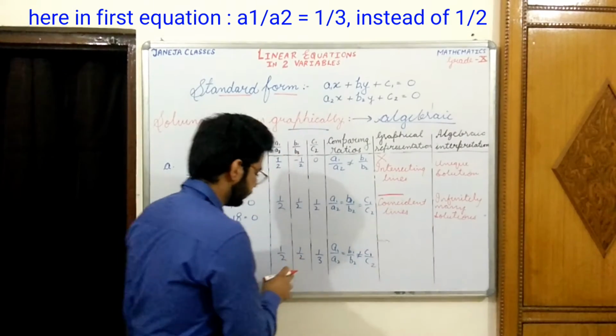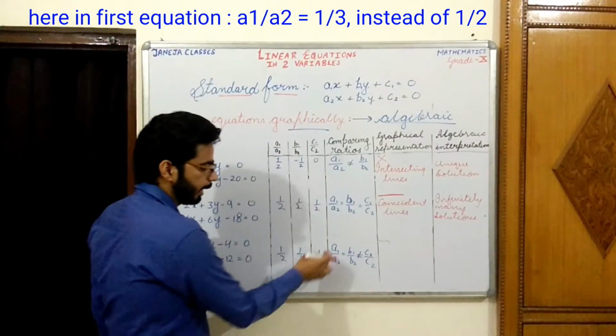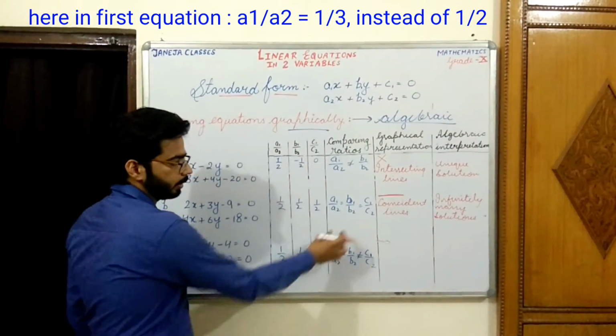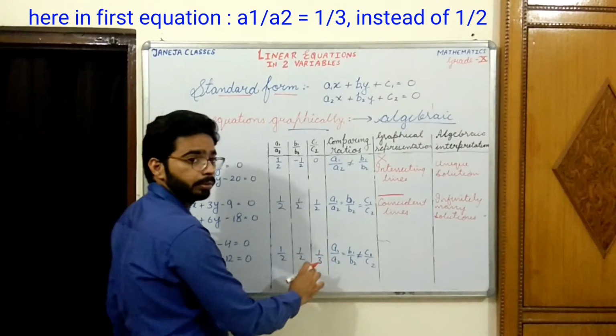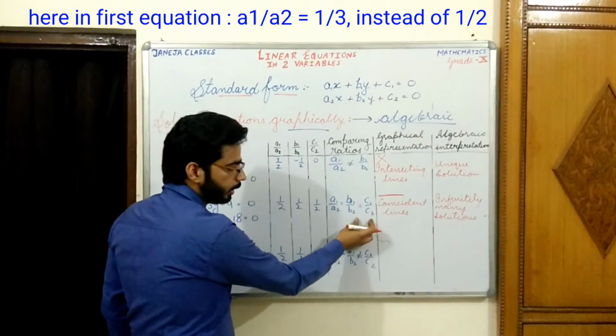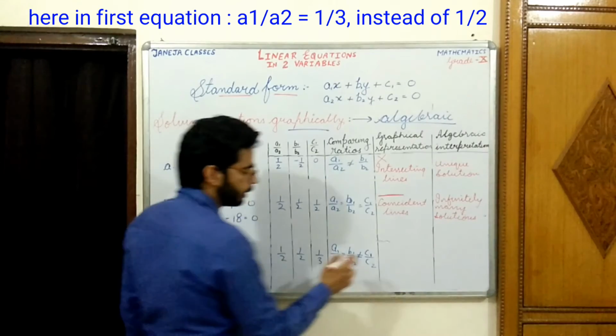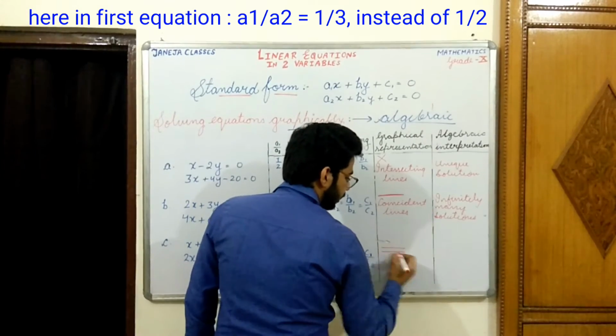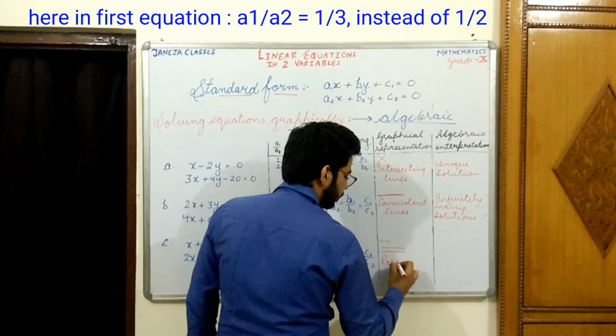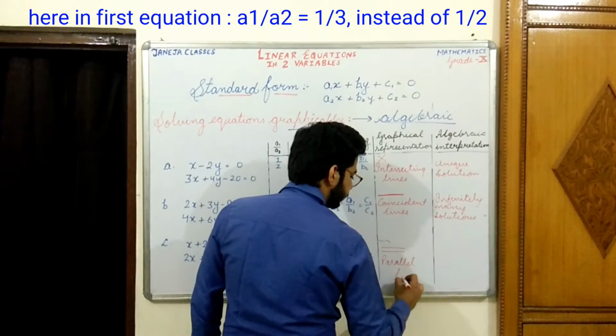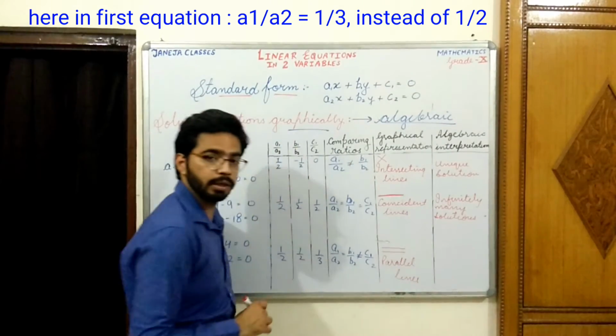This is the third case, where a1/a2 and b1/b2 are equal, both are equal. But when we compare the third ratio, here it is not equal. In this case we got parallel lines. The last question that we have done was of parallel lines.